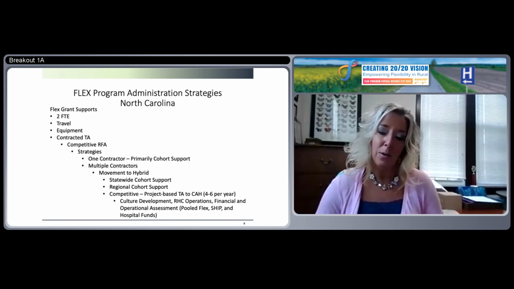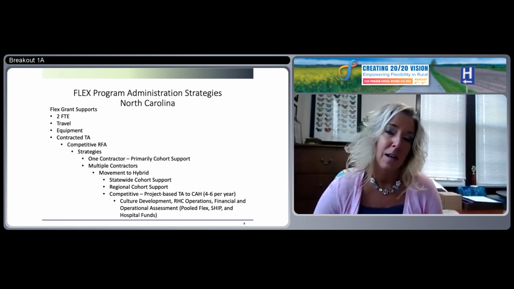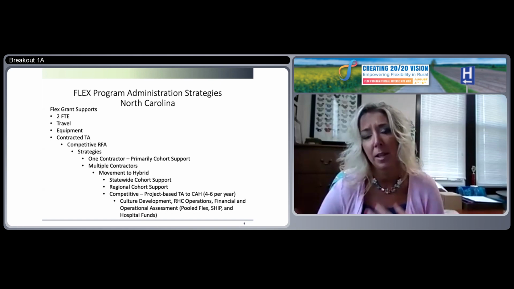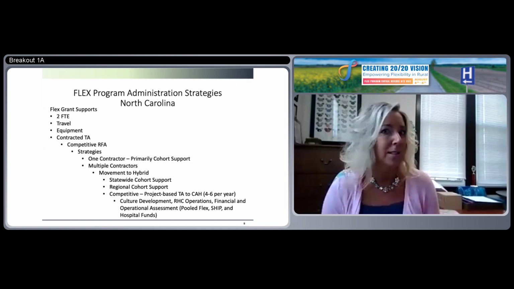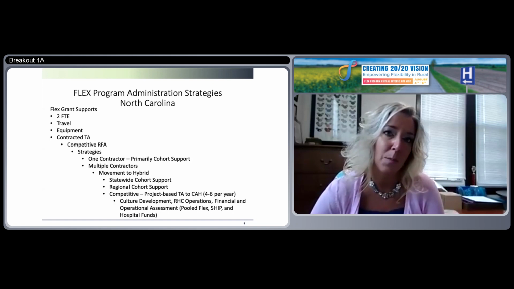And then the third level, which we just started last year, and we didn't know how it was going to go, but it's gone quite well. We have a smaller pool of competitive project-based technical assistance work that's granted to 4 to 6 critical access hospitals a year. And some folks said, well, what about the ones that didn't get picked this year? Are they going to get mad? So far, they have not. Of the 20, we tend to get 4 to 6 applications every time. So it's not like we've had to really turn somebody away. And if we did, we'd let them know it's available next time.